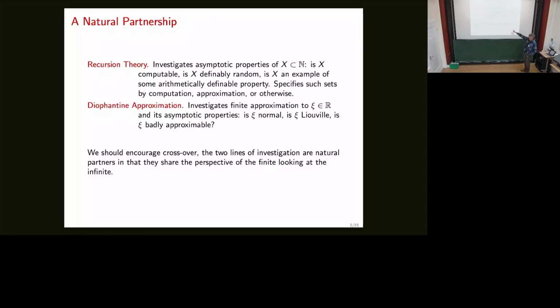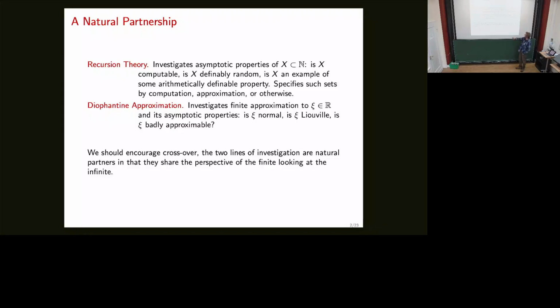Okay, Diophantine approximation investigates finite approximations to a real, and a real is something sitting inside the real line. And you try to approximate a real number by rational numbers. And you can look at things like, what are the asymptotics of such an approximation?